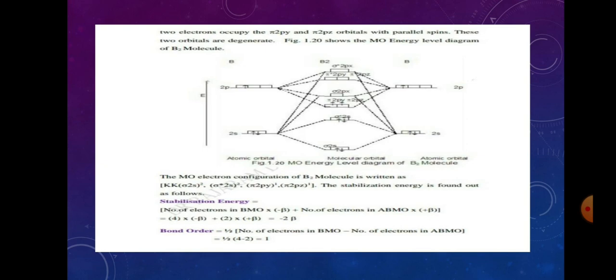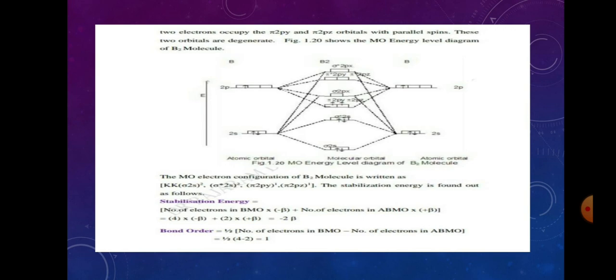Then we calculate stabilization energy using the formula number of electrons in BMO into minus beta plus number of electrons in ABMO into plus beta. Here in the molecular energy level diagram we see that the number of electrons in bonding molecular orbital is equal to 4 and the number of antibonding electrons is equal to 2. Then we put these values, that is 4 into minus beta plus 2 into plus beta, and we get minus 2 beta. This minus 2 beta is the energy evolved for the formation of the B2 molecule.